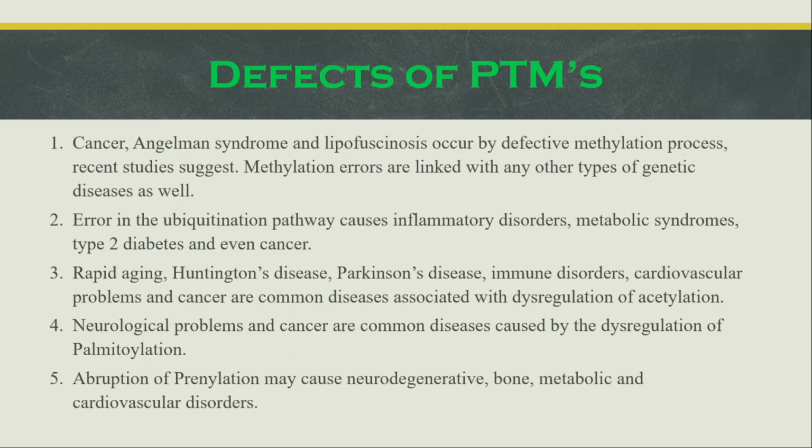ubiquitination pathway causes inflammatory diseases, metabolic syndromes, type 2 diabetes, and cancer. Rapid aging, Huntington's disease, Parkinson's disease, immune disorders, cardiovascular problems and cancers are some of the most common diseases associated with the dysregulation of acylation. Neurological problems and cancers are common diseases caused by the dysregulation of palmitoylation. Disruption of prenylation may cause neurodegenerative, bone, metabolic and cardiovascular disorders.